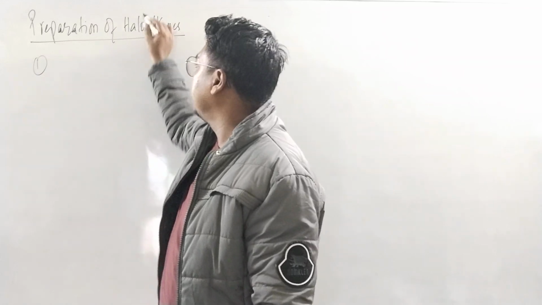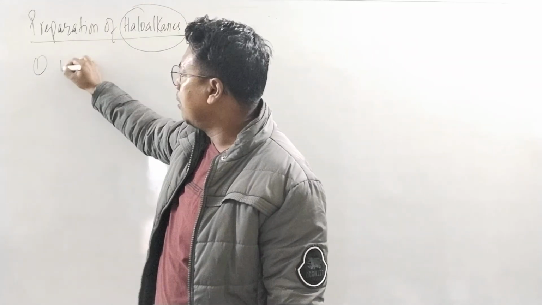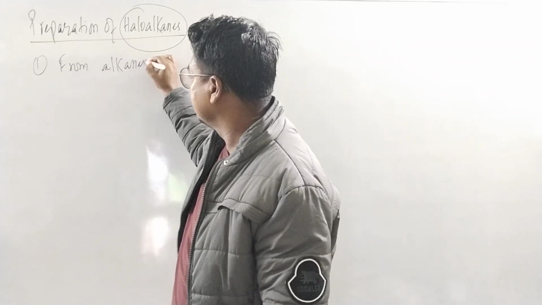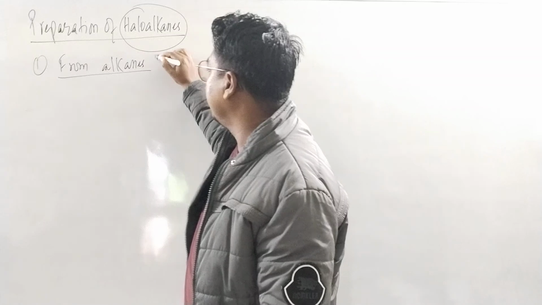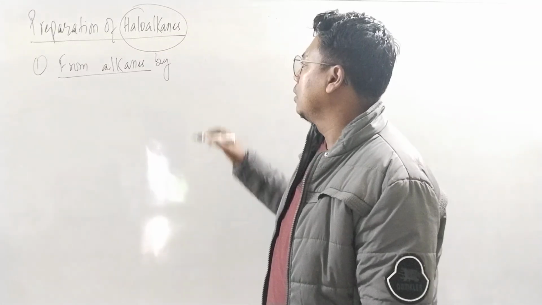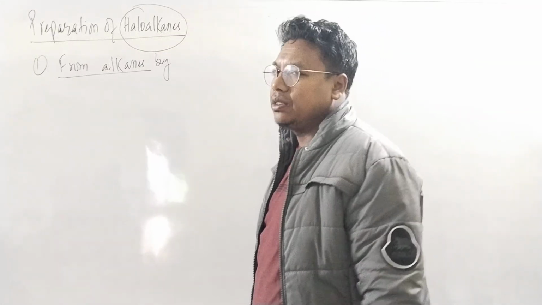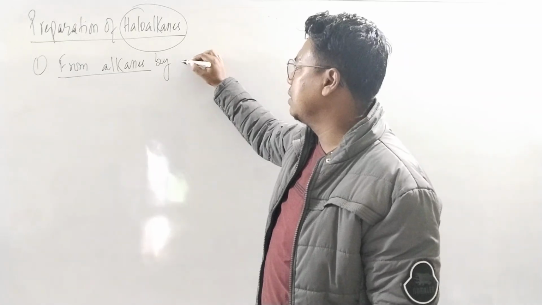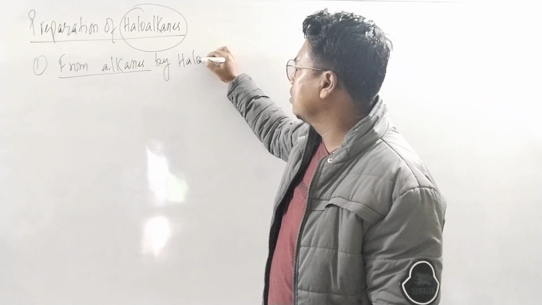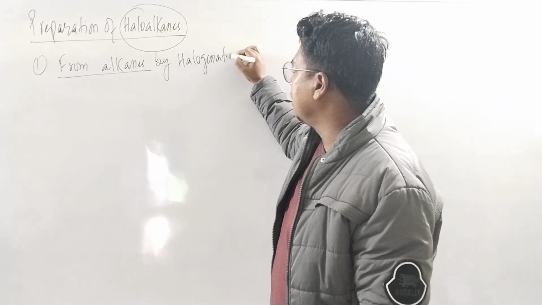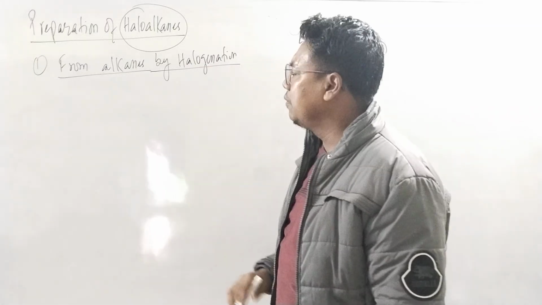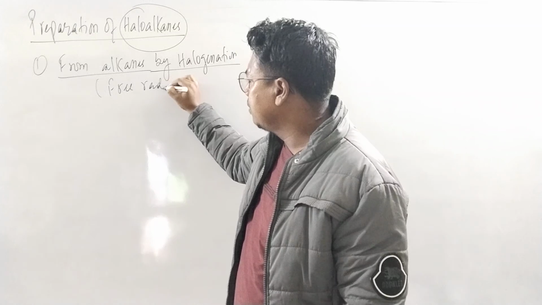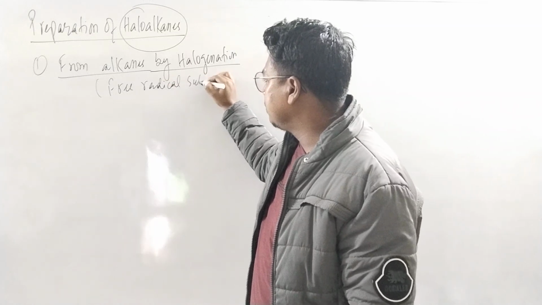First of all, we can prepare haloalkanes from alkanes by substitution reaction, free radical substitution reaction. The name of the reaction is halogenation. This is a free radical substitution reaction. Free radical substitution.